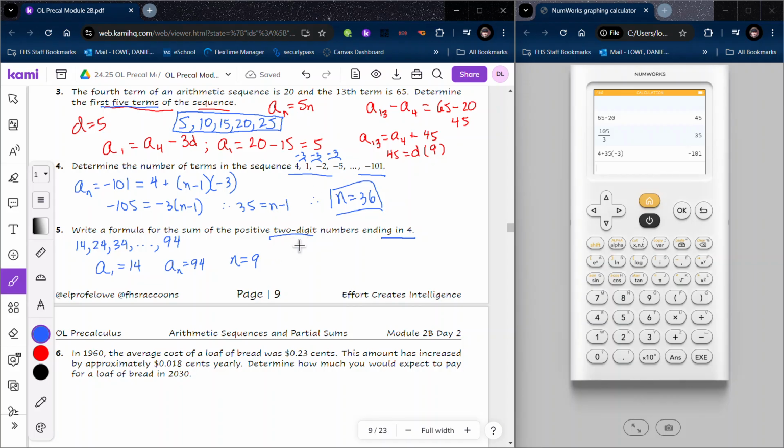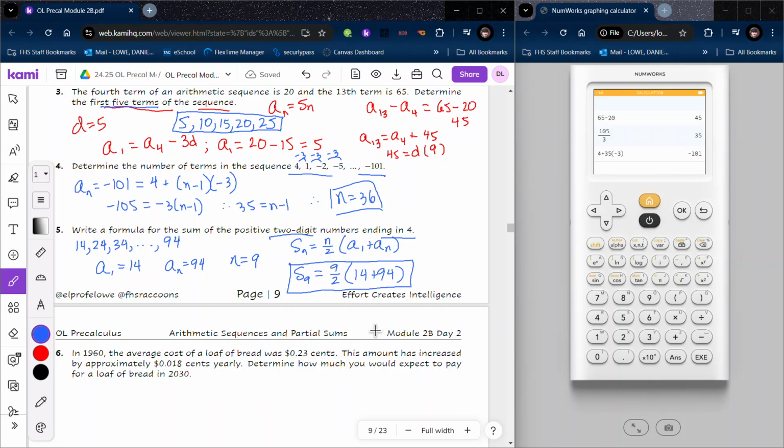And my general formula is that the sum of the first n terms is my number of terms divided by 2 multiplied by my first term plus my nth term. Substituting in, I have 9 terms, so 9 over 2, the first term is 14, the last term is 94. It just asks me to write a formula for the sum, and so there is my formula for the sum.